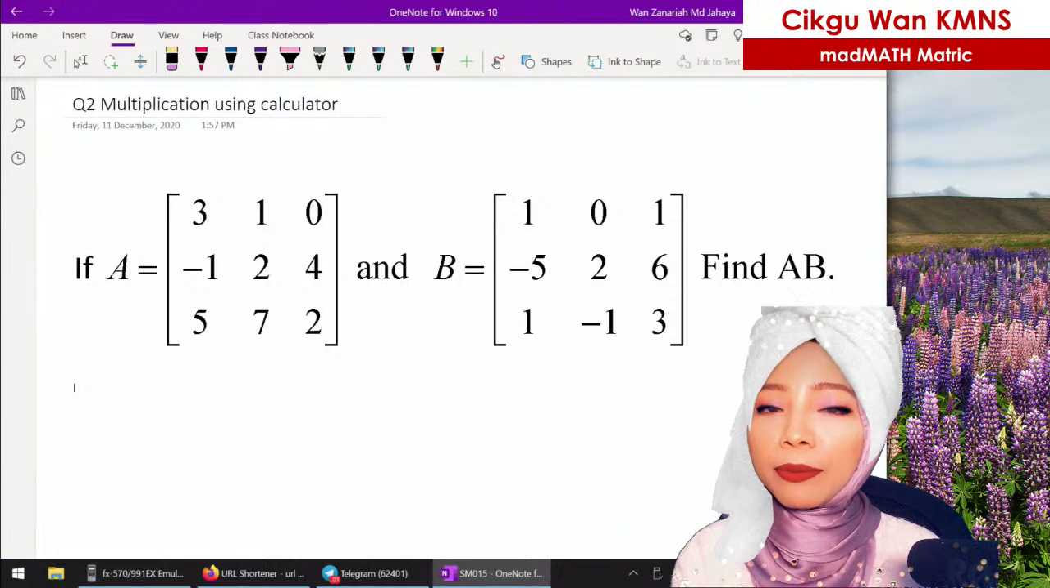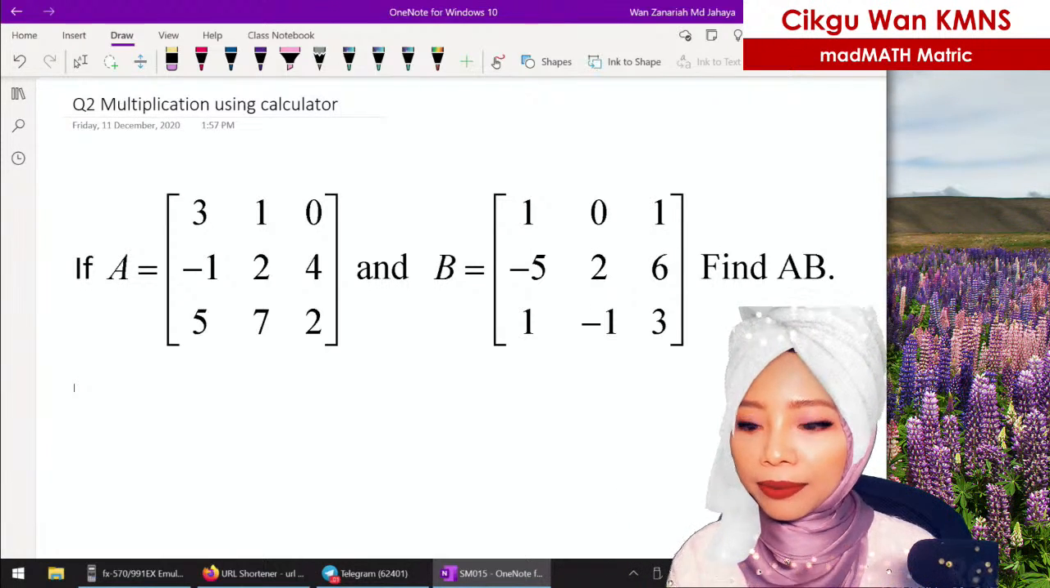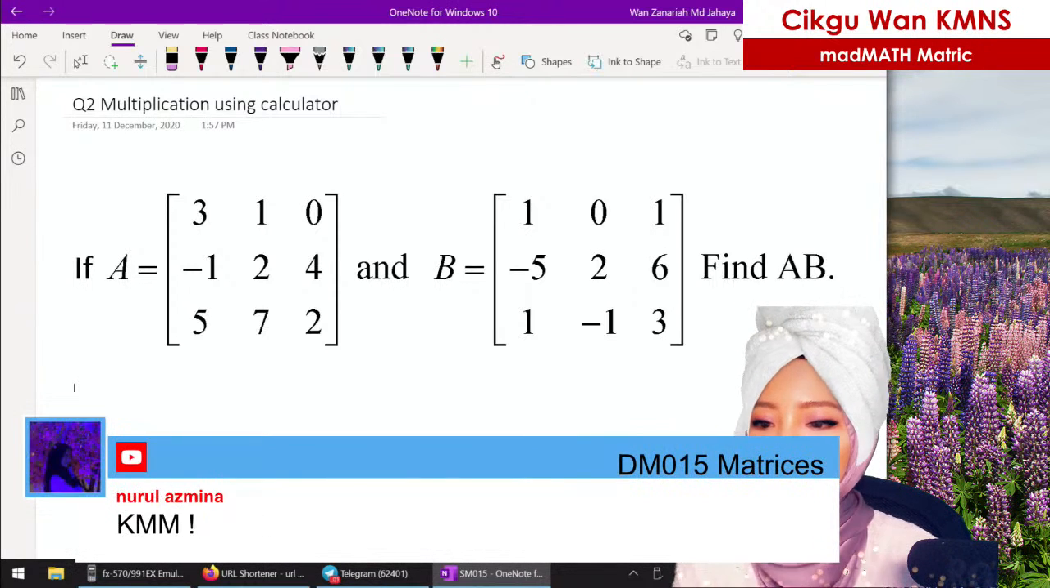Okay, boleh tengok, nampak screen Cikgu, boleh komen kat situ. Nampak tak screen? Nampak soalan? Okay.